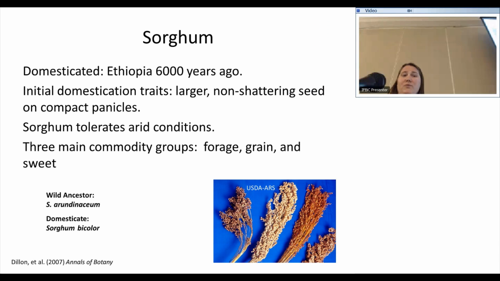Sorghum was domesticated about 6,000 years ago in Ethiopia. They hypothesized that the initial domestication events were targeting the non-shattering seeds and the compact panicles. And sorghum tolerates a number of conditions that are important today to study drought tolerance. They tolerate arid conditions. And again, commodity groups are kind of driving the different subgroups, the subpopulations of sorghum. There's a group of sorghum lines that are used for forage, some that are grain sorghum varieties, and then also sweet sorghum.